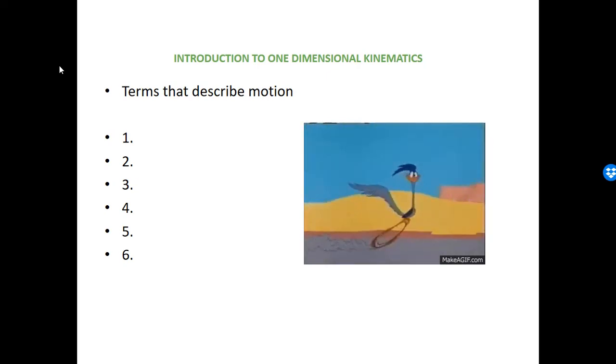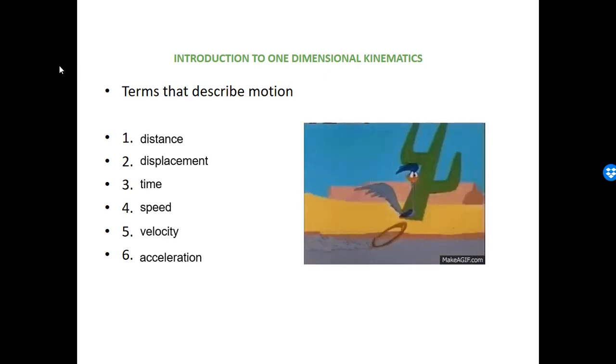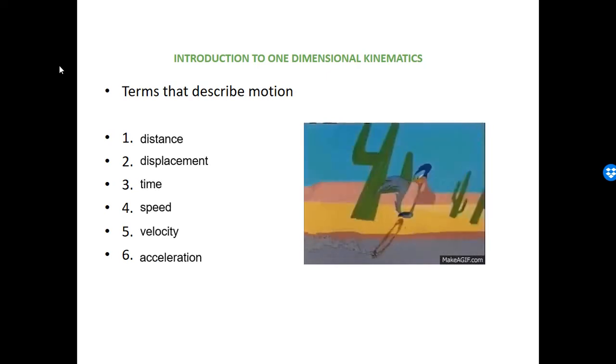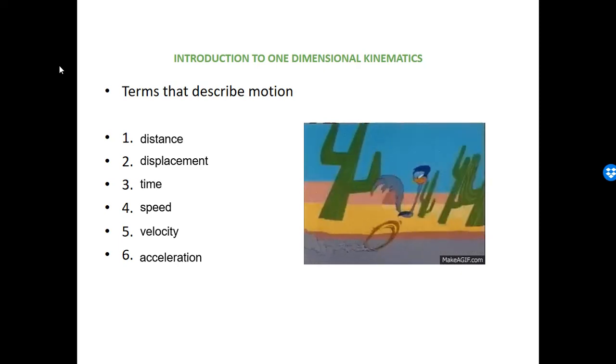So there are 6 terms that describe motion. So pause for a minute and just try to think to yourself, what are the 6 terms that describe motion? Can you come up with 2 or 3 of them? Okay, let's take a look at the list. We have distance, displacement, time, speed, velocity, and acceleration. So through the PowerPoint presentation here, we are going to take a look at these 6 different terms and understand them a little better.